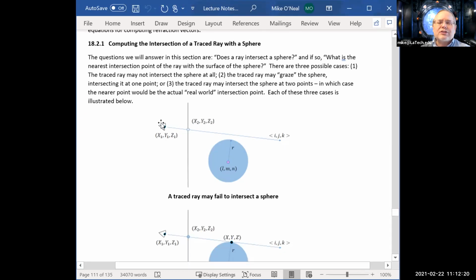If there are no real roots, that means there's no real solution to the combined equation. There's no x, y, z that will make the combined equation true. What you're basically doing is saying, I want a point that's both along this ray and on the surface of this sphere. That's what the math is doing. And there may not be a solution, in which case the results would be imaginary. You'd end up taking the square root of a negative number.